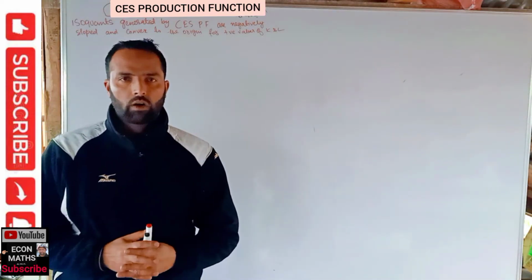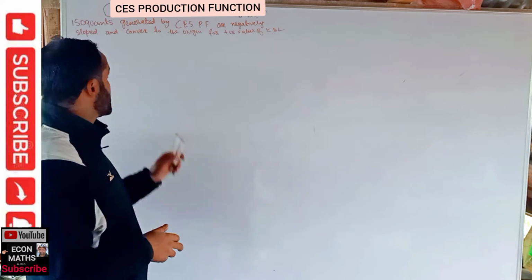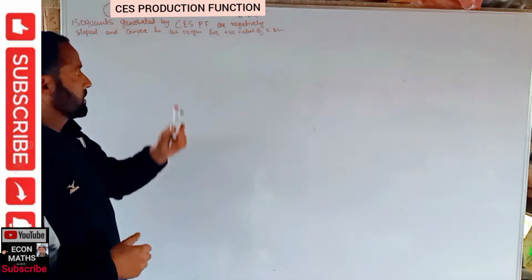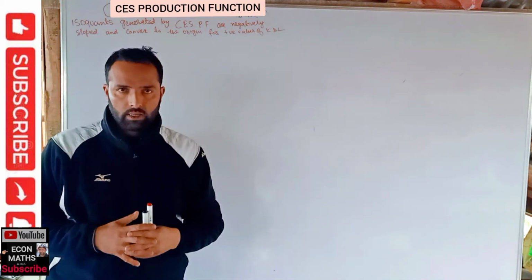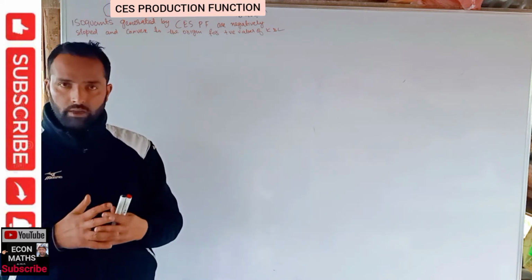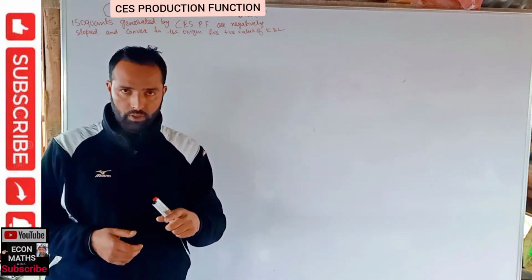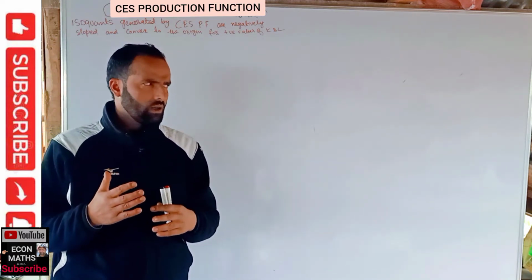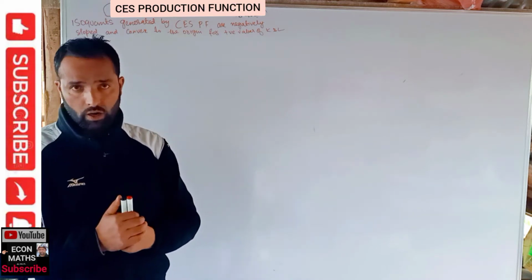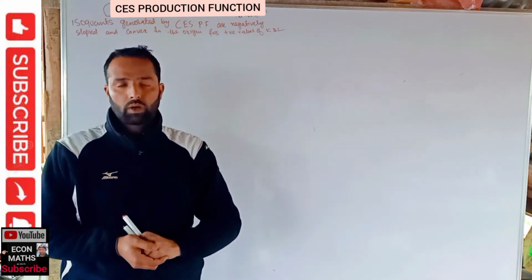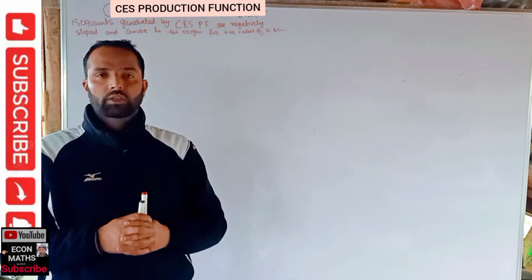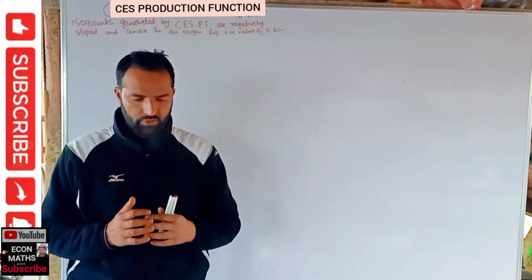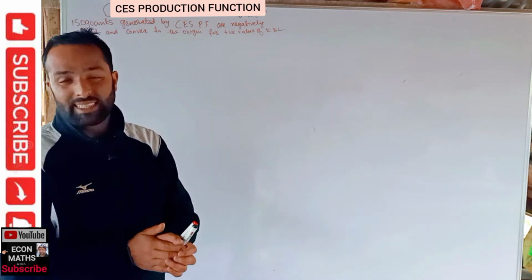Another property of the CES production function is that the isoquants generated by the CES production function are negatively sloped and convex to the origin for positive values of K and L. We have to prove this property. For this, we need the marginal products of the factor inputs. We will first find the marginal products of the inputs of the CES production function.